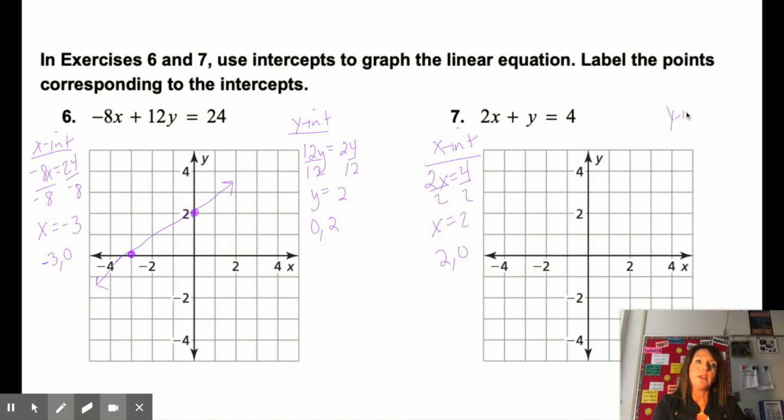When I do the y-intercept, I'm substituting in a 0 for the x, so 2 times 0 is 0. So I get y is equal to 4. That represents the point 0, 4. So I have 2, 0, and 0, 4, and I draw this line.